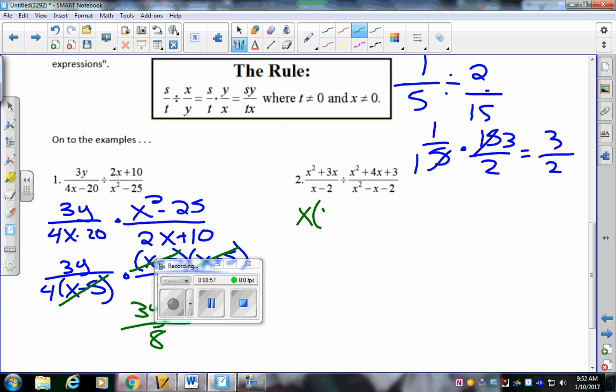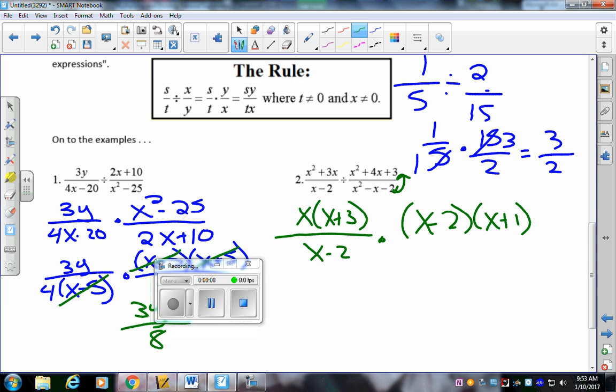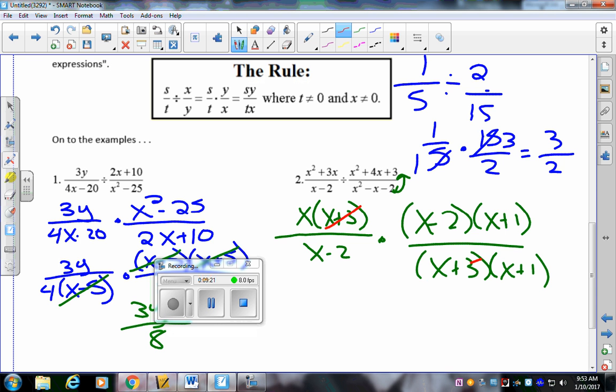So up top, I can pull out an x and x plus 3. Remember, these two are changing spots. So this factors into x minus 2 times x plus 1, and that's now going to be in the numerator. This factors into x plus 3 and x plus 1. That's now in the denominator because I had to flip that fraction. And then from here, let's go ahead and cancel. So the x plus 3s, the x plus 1s, the x minus 2, so I'm literally just left with x. That's it. All right, so division, the only difference, flip that second fraction and then cancel.